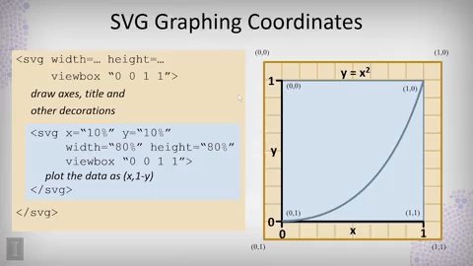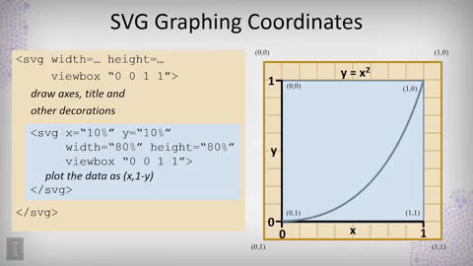So here's an example of that plot of a parabola, y equals x squared, using SVG graphing coordinates. Here's our SVG tag. We'll set up some width and height for some number of pixels depending on our output device, but we set up a view box that's going to give us the canvas coordinates that we're going to use to draw the graph. And so we'll set up coordinate systems going from 0, 0 to 1, 1 for canvas coordinates to draw in, and we'll draw the axis, title, and other decorations.